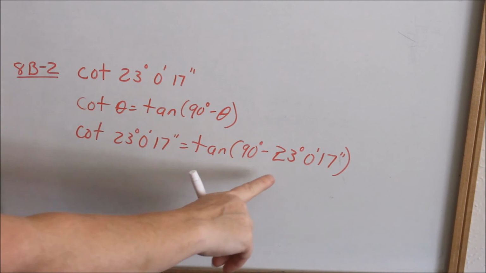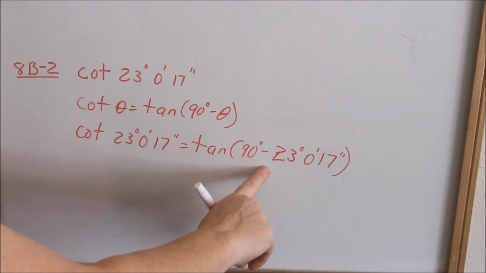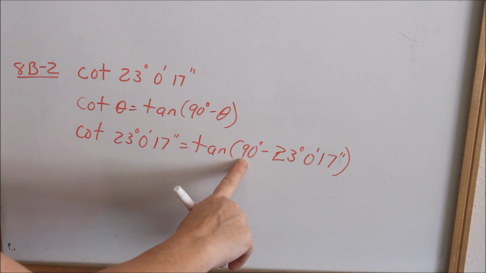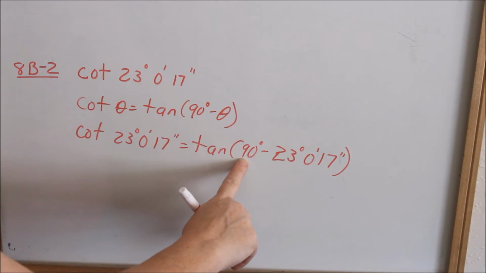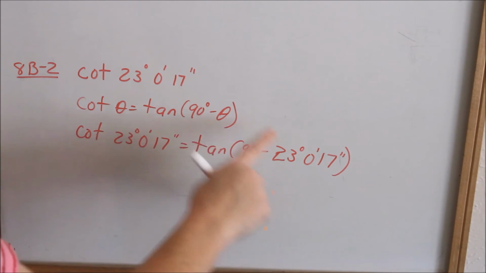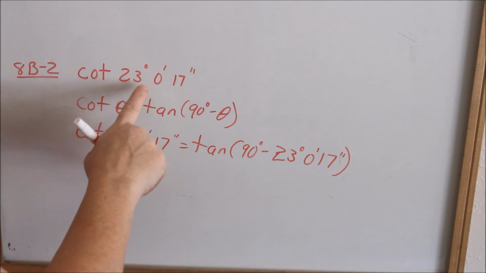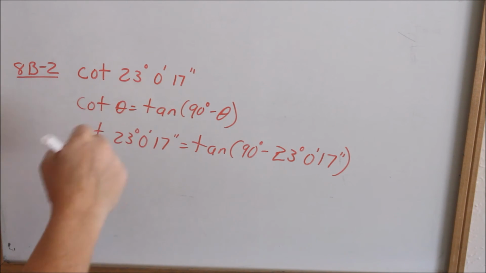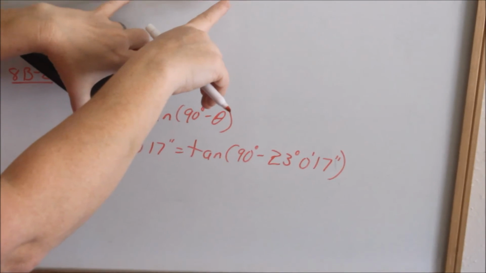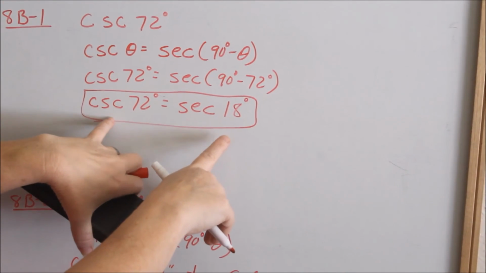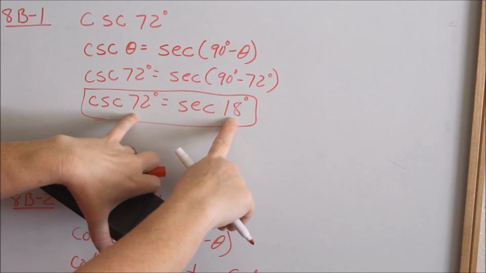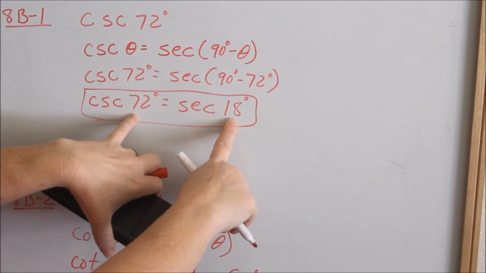When you have degrees, minutes, seconds, I recommend doing it by hand. If you convert this to a decimal in your calculator, then subtract it from 90, then convert back to degrees, minutes, seconds, your angles might not add exactly to 90. So your cofunction angle and your other angle need to add exactly to 90. So, for example, looking at these two answers, cosecant of this angle is the same as secant of the other one. These two angles have to add exactly to 90.